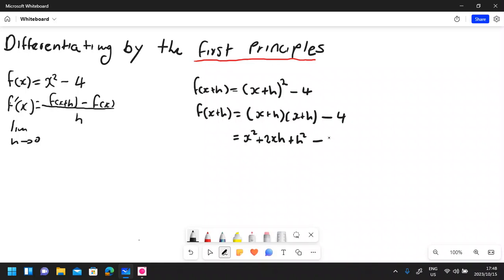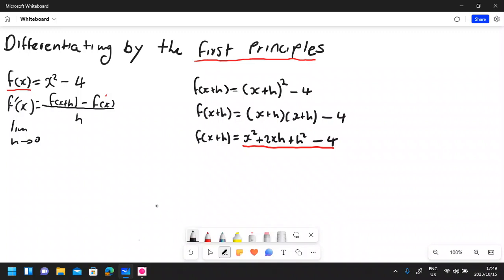All this minus 4. So when you look at this expression here, this is f of x plus h. Meaning now when we go to the left and try to substitute here, we're going to substitute the whole of this thing for f of x plus h. And as for f of x, we're going to substitute from our question here. This is f of x, so we're going to substitute it here.